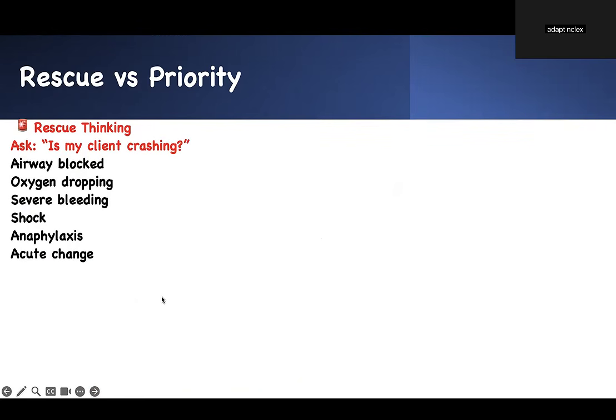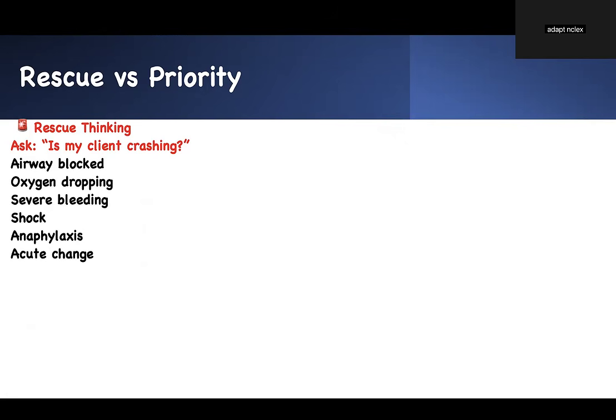So what are the buzzwords you should be looking for in rescue thinking? Is my client crashing? Their airway is blocked, like an asthma patient with wheezing so tight, or they have stridor. Oxygen is dropping. You have to rescue them. They're bleeding, rescue them. They're already in shock. They're already in the problem. They're having anaphylactic shock. What do you do? You stop the poison. Acute change in mental status, figure out what is going on, rescue them from that situation.